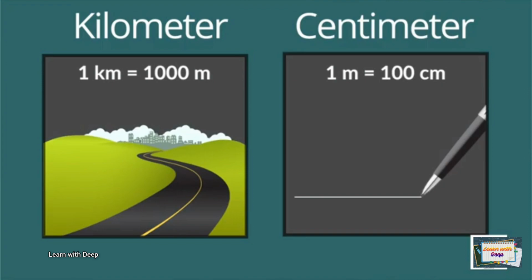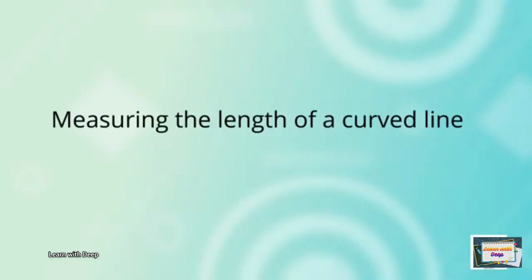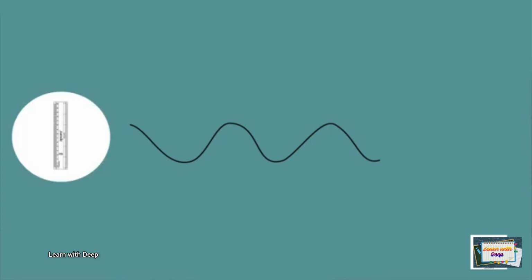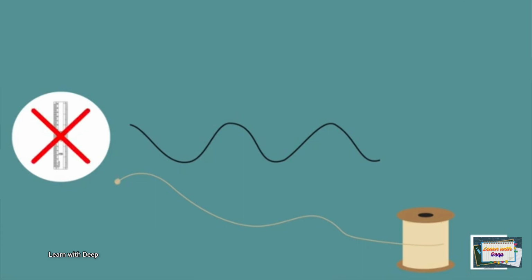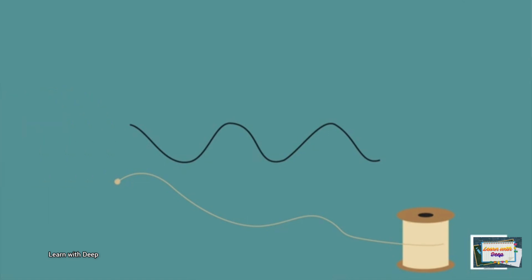Measuring the length of a curved line. We cannot measure the length of a curved line directly by using a meter scale. We can use a thread to measure the length of a curved line. Put a knot on the thread near one of its ends. Now place a small portion of the thread along the line, keeping it taut using your fingers and thumb.